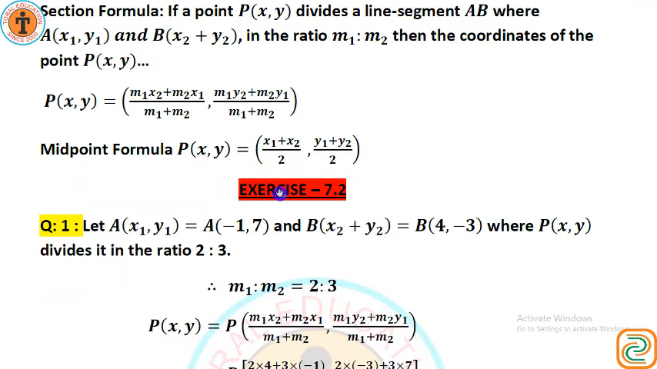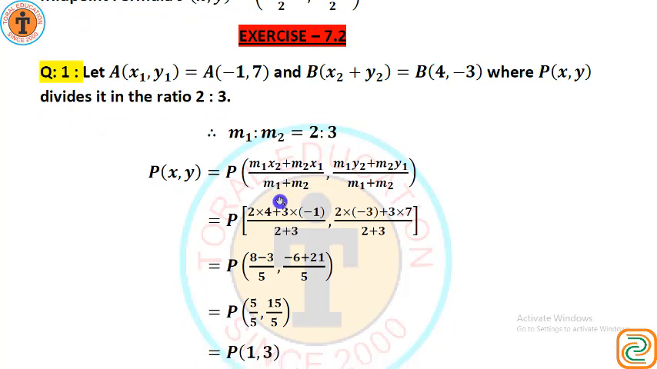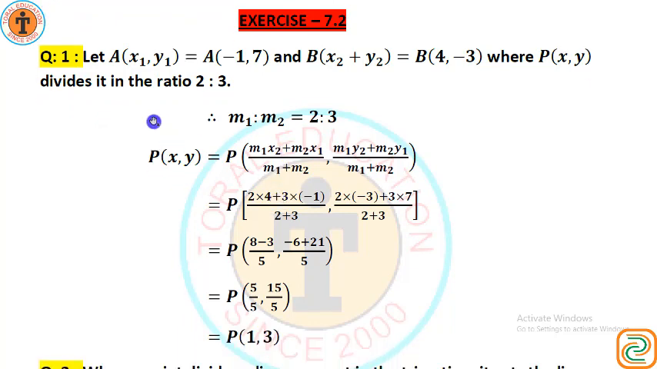Now exercise 7.2. Look at the sum. First question is, find the coordinates of the point which divides the join of (-1, 7) and (4, -3) in the ratio 2:3. That is, m1 is to m2 is 2:3. Then P(x, y) is the point which divides this line segment AB, right?